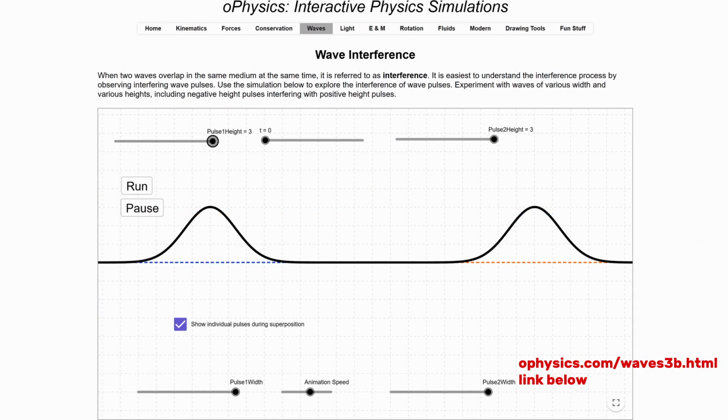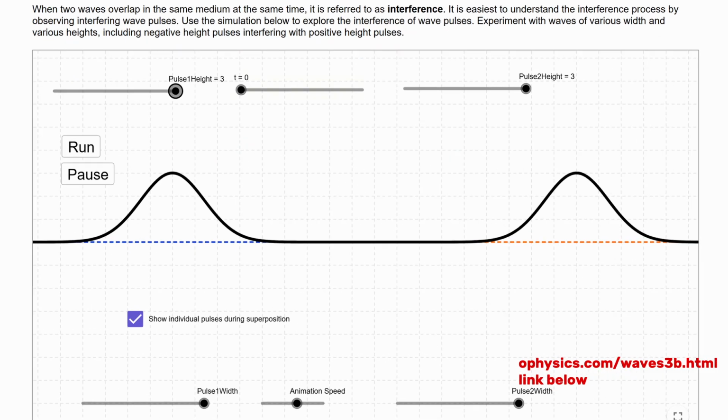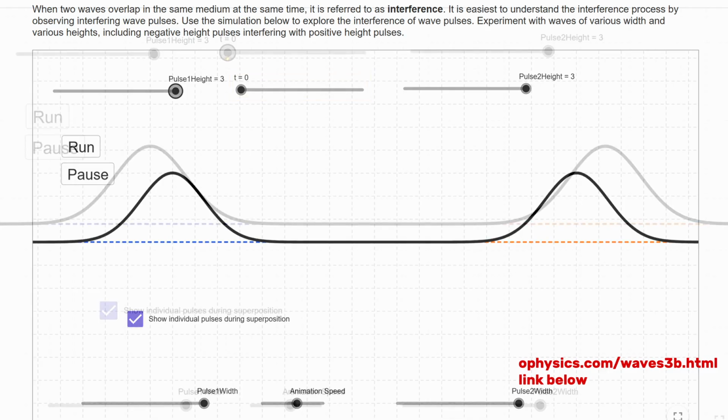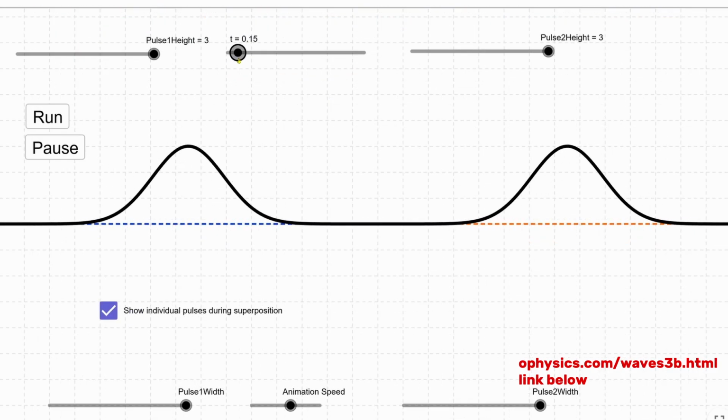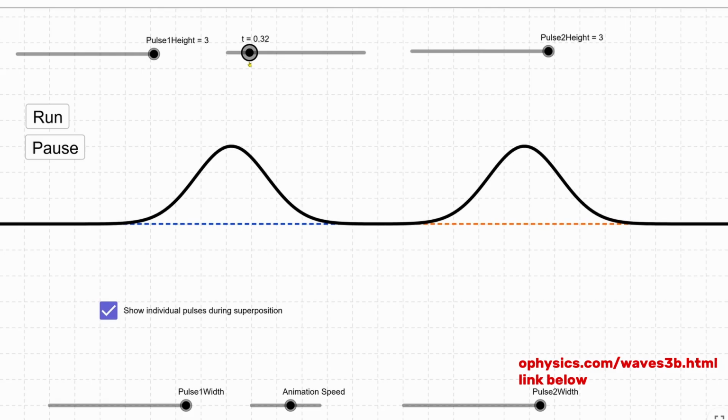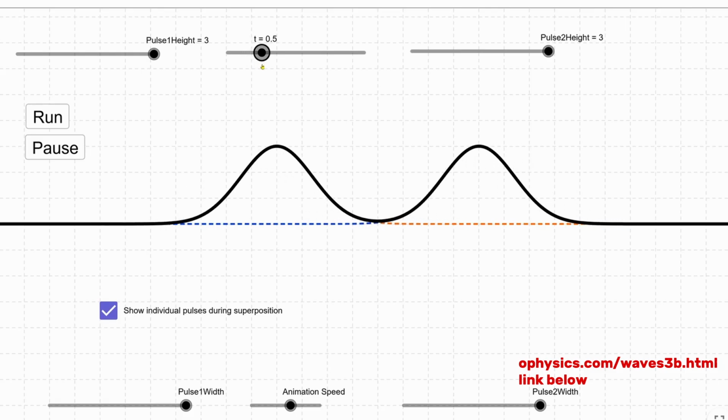So we're on the O Physics website, and I'll put a link in the description if you want to play around with this yourself. And with this app, we're looking at two pulse waves undergoing constructive interference. We have a slider at the top here, so we can control precisely how fast the time moves ahead. So when I slowly move this slider along, we'll see both the left and right pulse wave move towards one another.